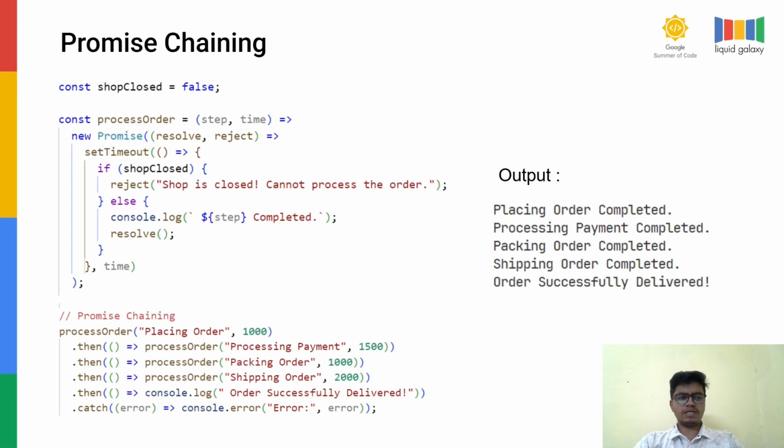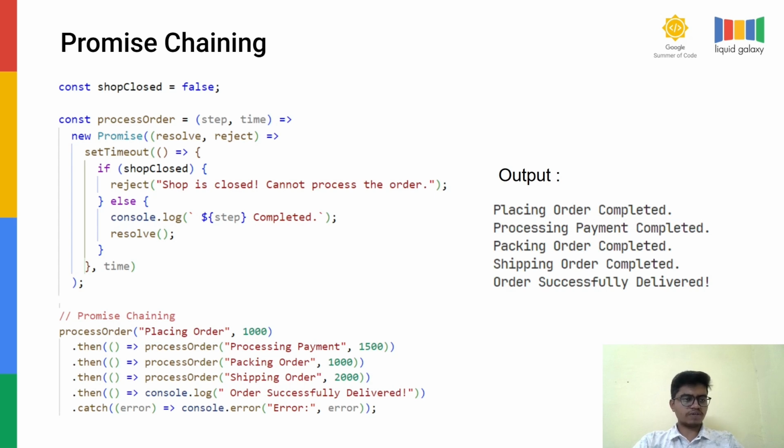Here I've created one variable called shopClosed, which is false. Basically, I've given an example of a shop. There are four steps involved in placing any order: placing the order, processing payment, packing the order, and finally shipping the order. And finally, we get the order successfully delivered. So these are the five states that I have implemented in this example.